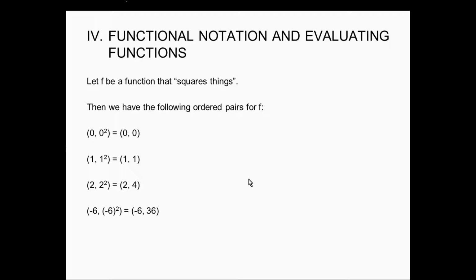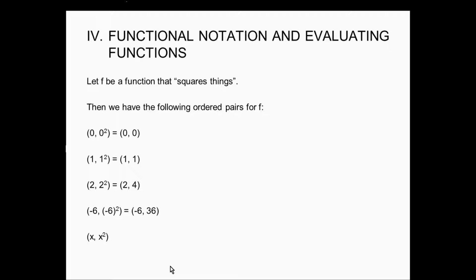So in general, I might write something like this. x comma x squared. Remember, f squares things. As an ordered pair, this is supposed to be an x and a y. If I were to write the equation, this would be y equals x squared. Because notice, x squared took the place of y in the ordered pairs. So the equation for this function is y equals x squared.